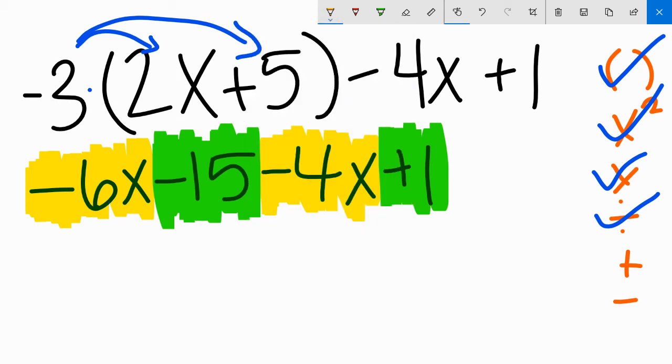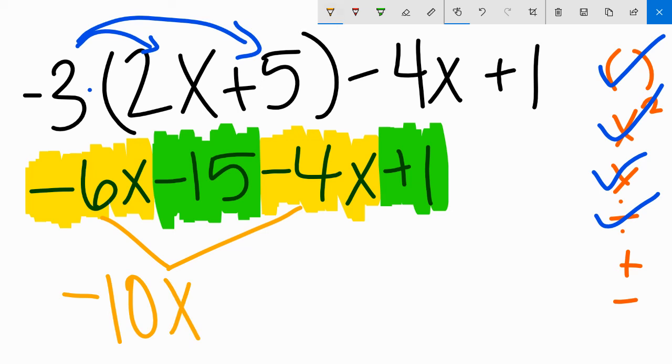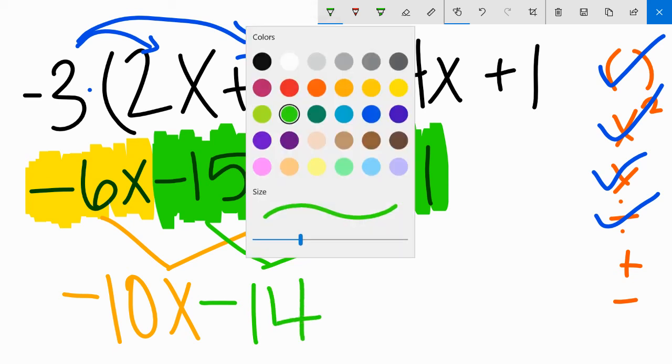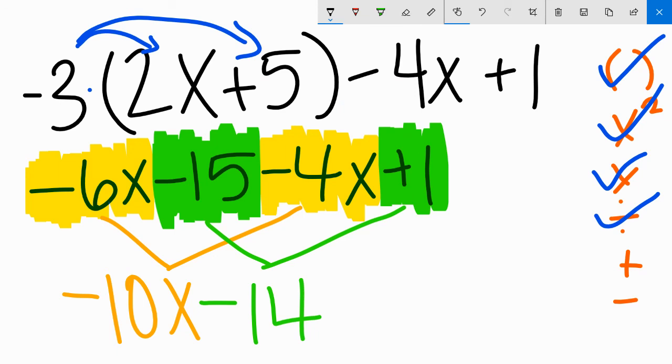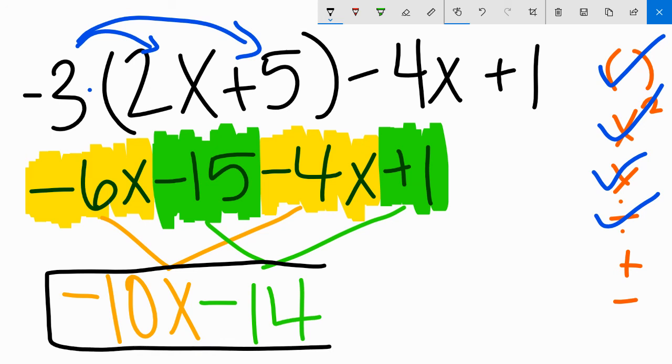Okay, so next I'm going to combine my like terms. -6x minus 4x. -6 minus 4 is -10x. And then -15 plus 1. -15 plus 1 is -14. So it's -14. Okay, now because these cannot be combined any further, I have completely simplified this expression, and this is my final answer.